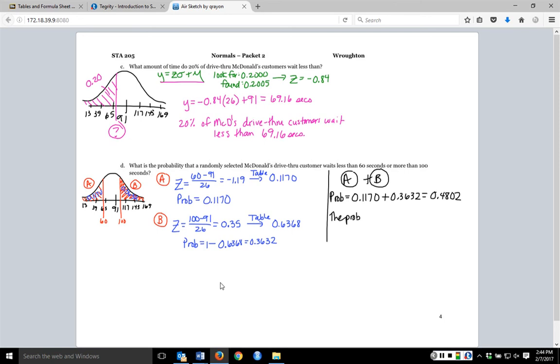So then I can say the probability that a randomly selected McDonald's drive-thru customer waits less than 60 seconds or more than 100 seconds is our 0.4802.